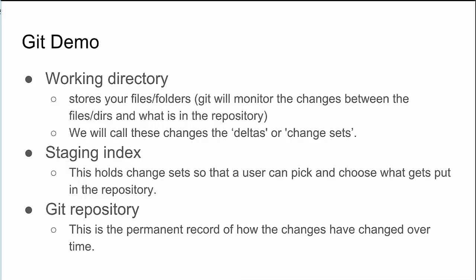Now a change set is just a group of operations that can be applied to one set of files to turn them into another. In this case, the changes are the operations needed to change what's in the repository to make it look like the working directory, like adding a new file with my name in it, for example. Next we have the staging index, also called the staging area. This holds change sets so that a user can pick and choose what gets put in the repository. And then finally we have the Git repository. This is the permanent record of how the changes have been added over time.